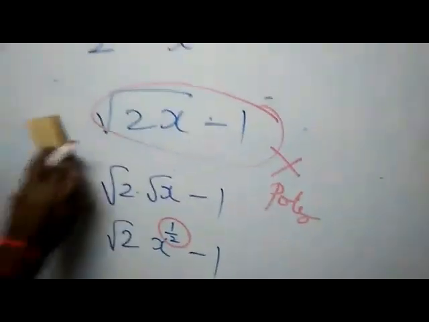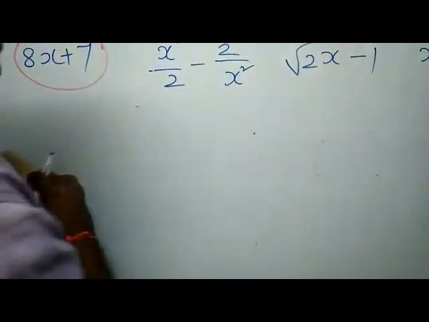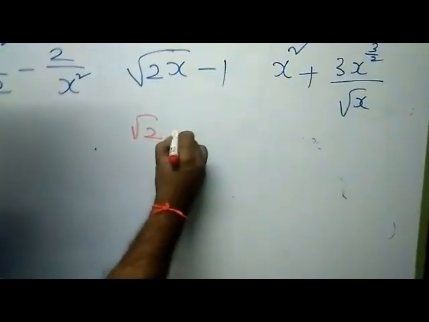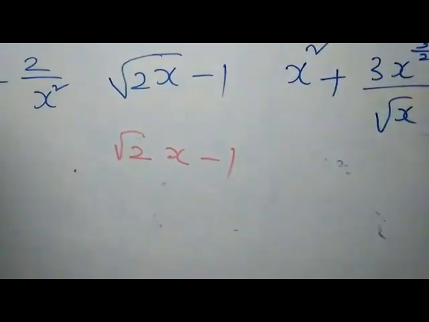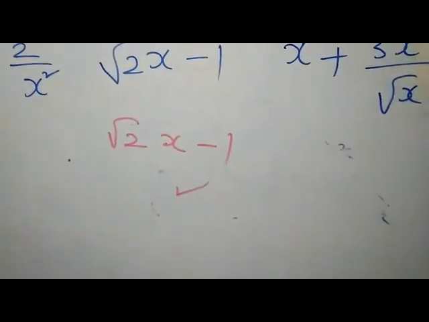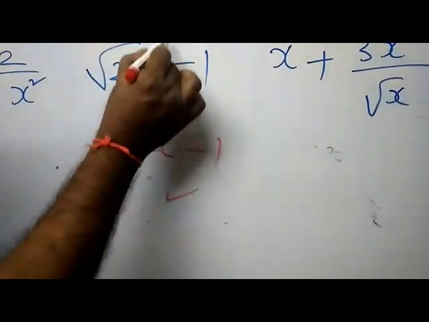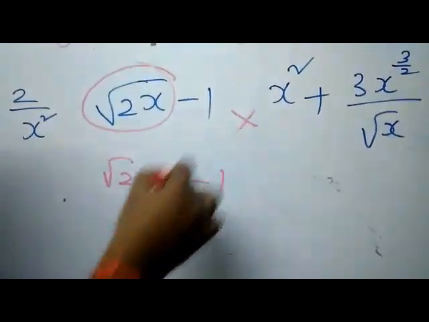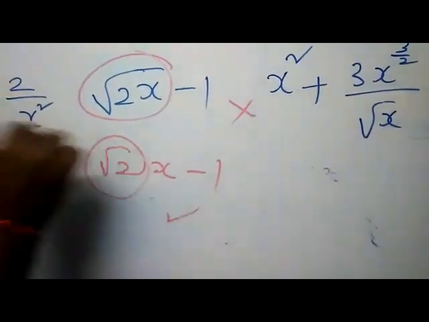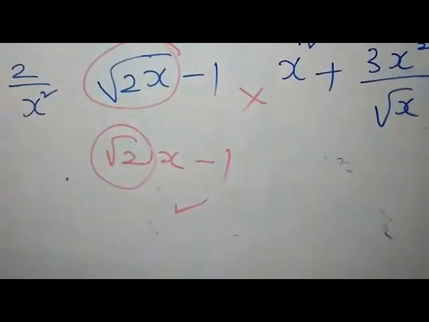Now, one more important point. The sum will be like this. The sum, if it is root 2x minus 1, it is not a polynomial, because the root is entirely for 2x. But if it is root 2 into x minus 1, now it is a polynomial, because the root is meant only for 2. That is a very, very important point.